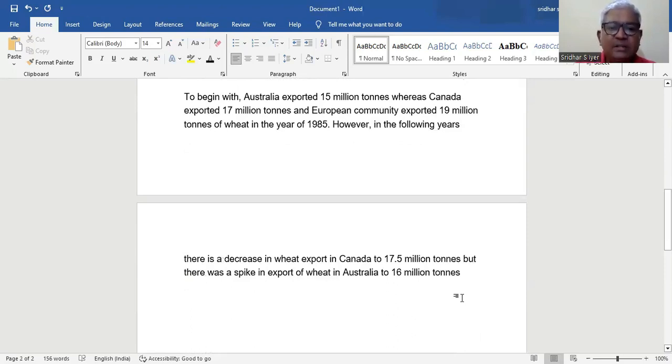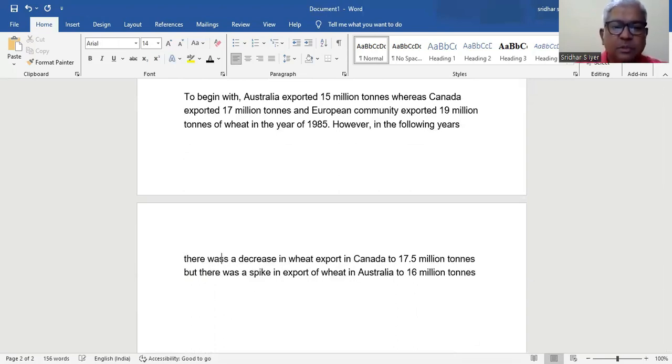However, in the following years, there is a decrease in wheat. You have to be careful. We'll do the proofreading later. There was a decrease in wheat export in Canada to 17.5 million tons, but there was a spike in export of wheat in Australia to 16 million tons.